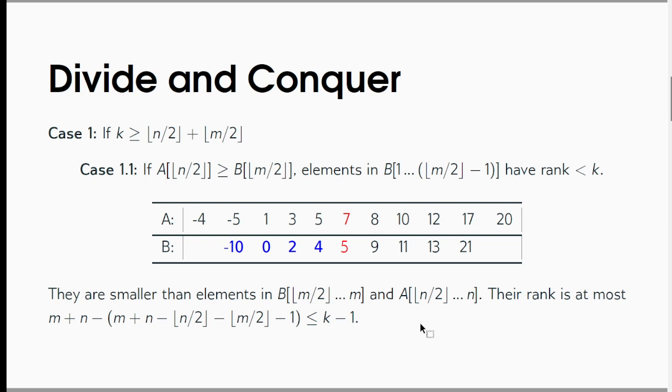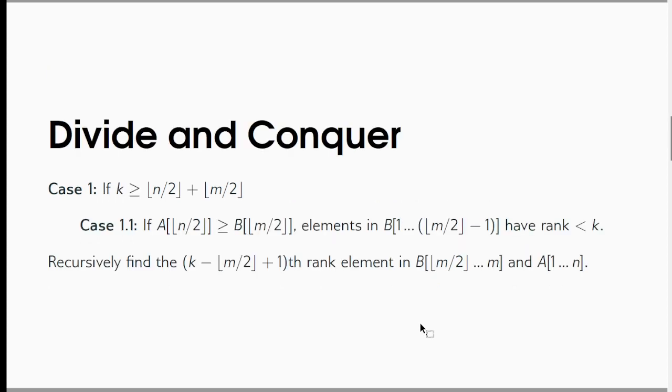Now, what do you do with this information? So you know that your target is not in the left half of B, which is B of 1 up to B of m over 2 minus 1, because these elements have ranks less than k. Therefore, you can throw away these elements, so you only look at B of m over 2 up to m and A of 1 to n.